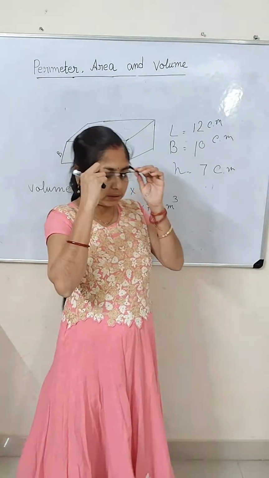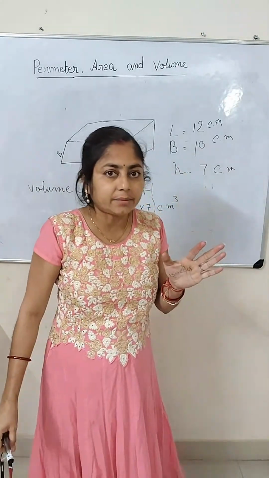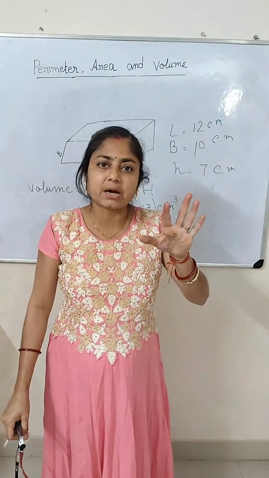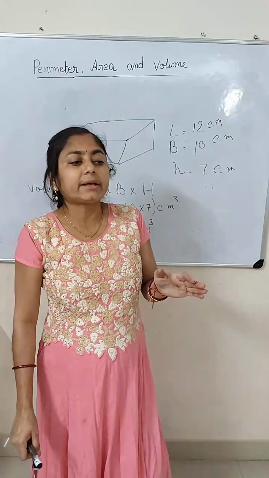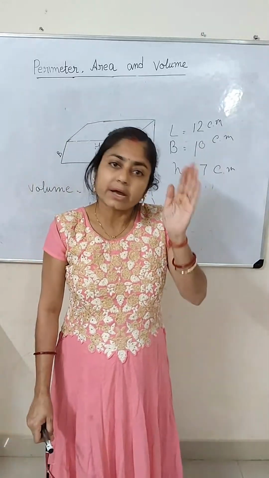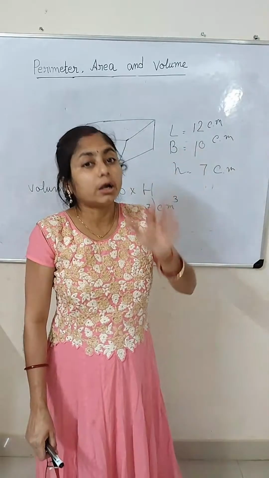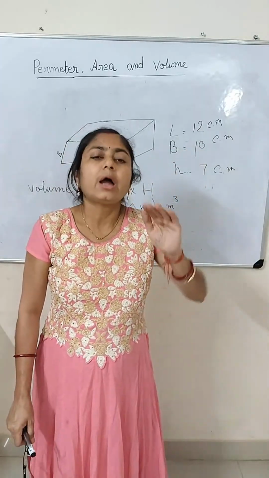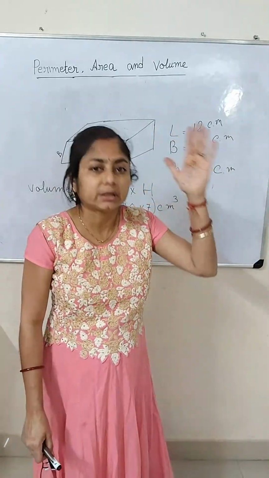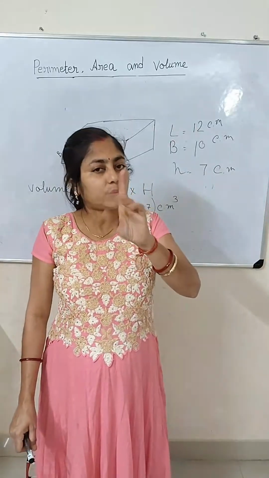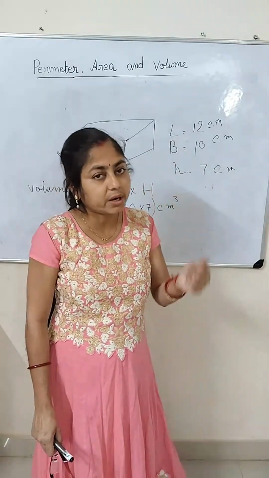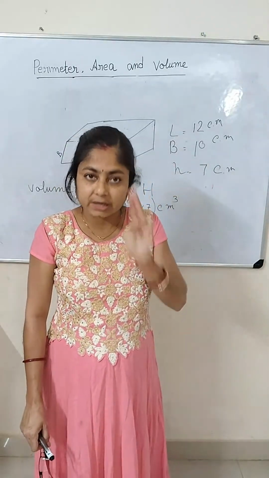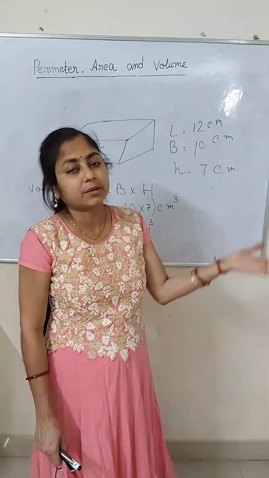And listen to one thing. First, perimeter, only centimeter. Perimeter, centimeter. Next, area, centimeter square. Then volume, centimeter cube. Accordingly, the unit increases. First one, only 1 unit. Second one, double centimeter coming, so square unit. And volume, 3 centimeter coming, so it is centimeter cube.